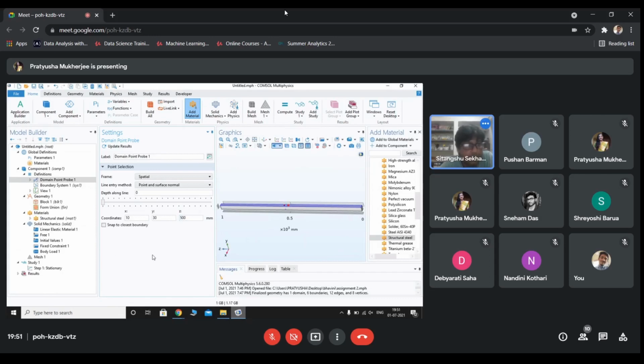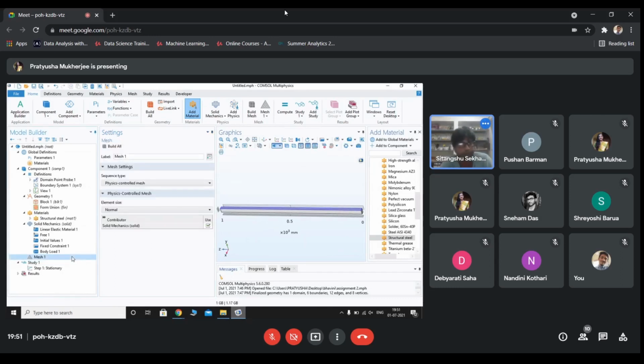Now you go to mesh. You do a finer mesh. Build all. Now you solve the study.